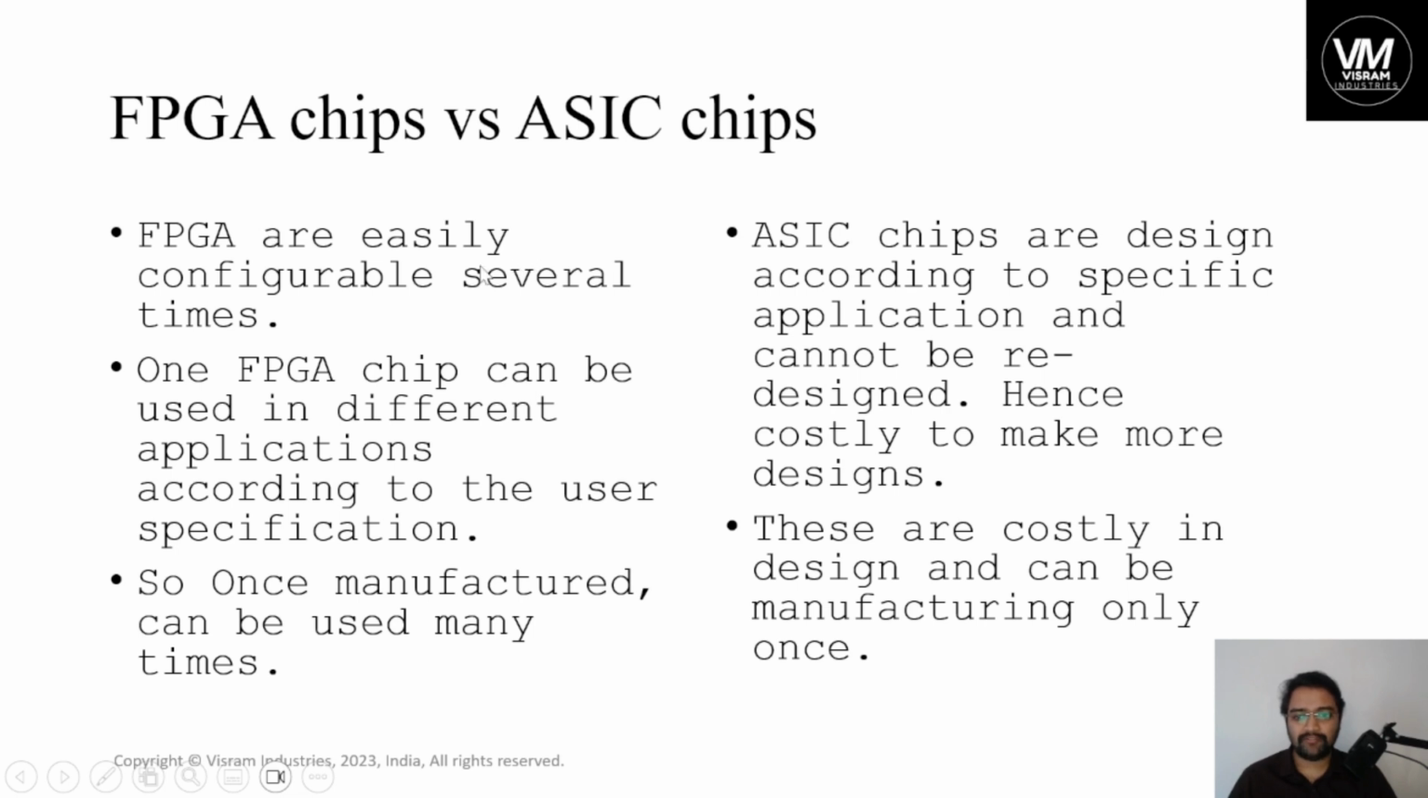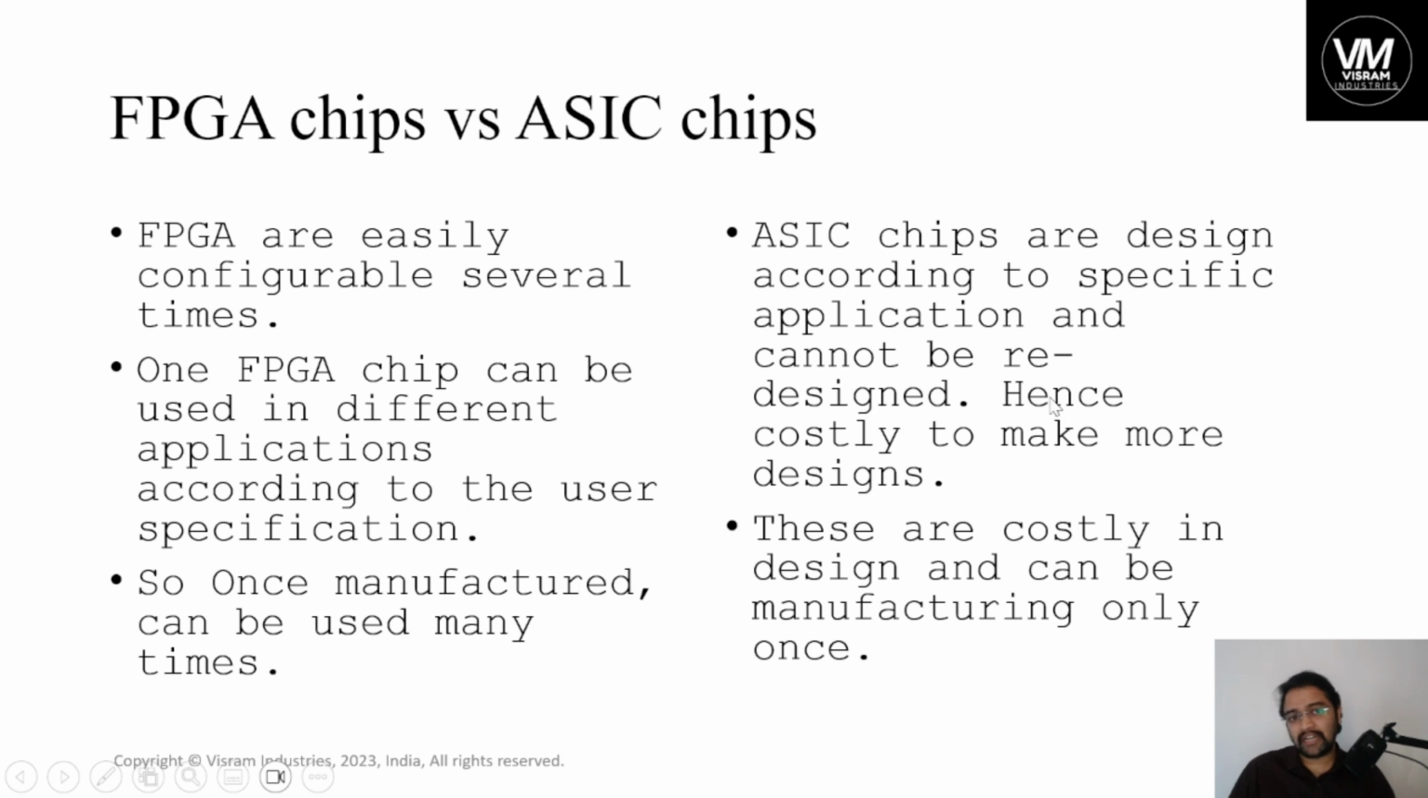FPGAs are easily configurable several times, and one FPGA chip can be used in different applications according to the user specification. So once manufactured, it can be used many times. That's the major advantage of FPGA. And ASIC chips are designed according to a specific application and cannot be redesigned once you design them for the end purpose, and hence it is costly to make more designs.